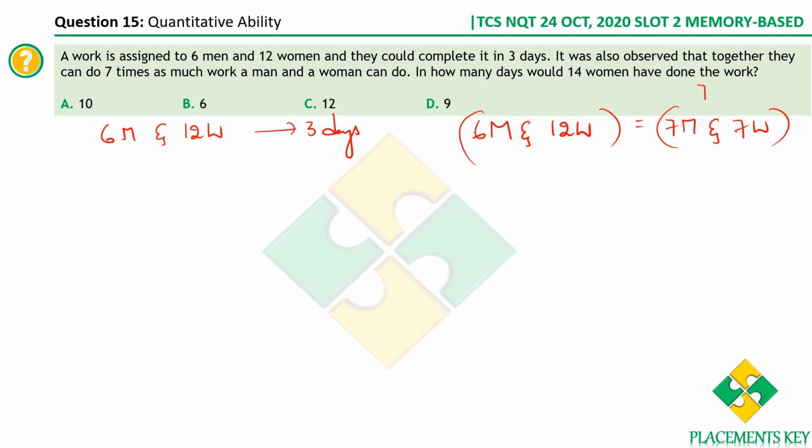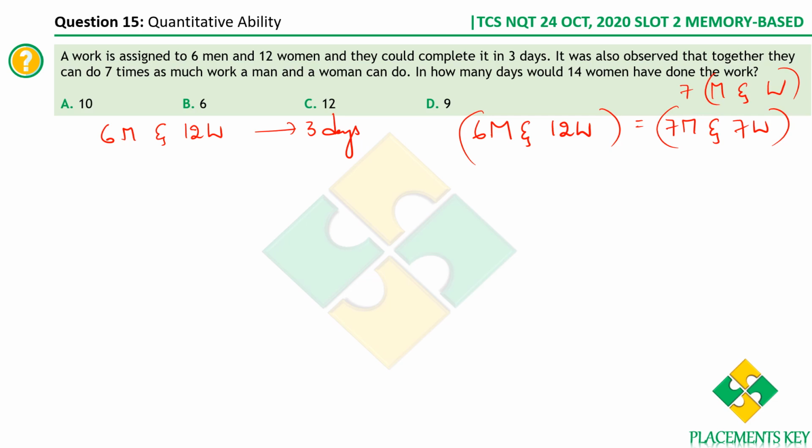A man and woman can do how much work? M and W, right? So what are they saying? They told us that this is equivalent to 7 men and 7 women working. This is what is given. Now, in how many days would 14 women have done the work?